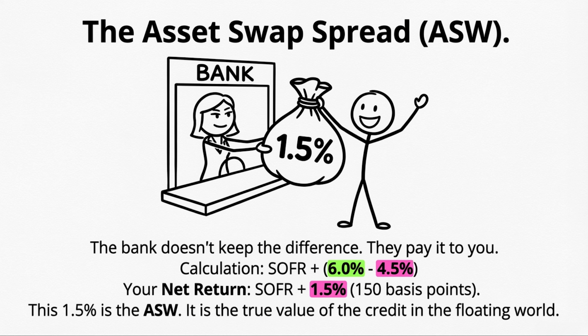If interest rates in the economy skyrocket to 10%, your coupon goes up. If you had kept the fixed bond, you would be losing money in real terms. Why do it? The arbitrage.